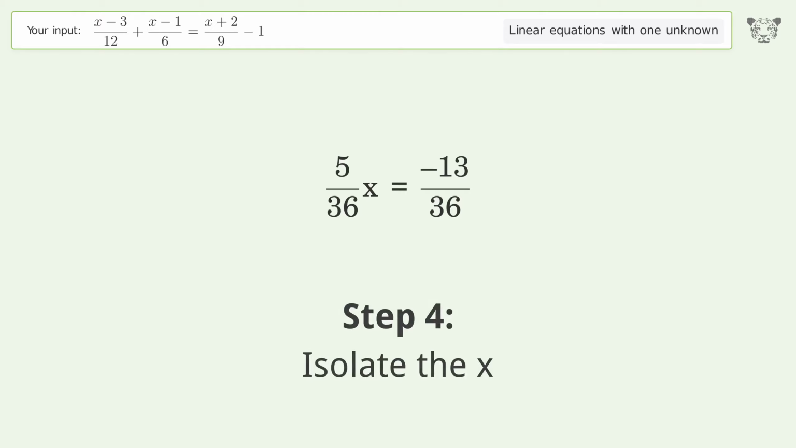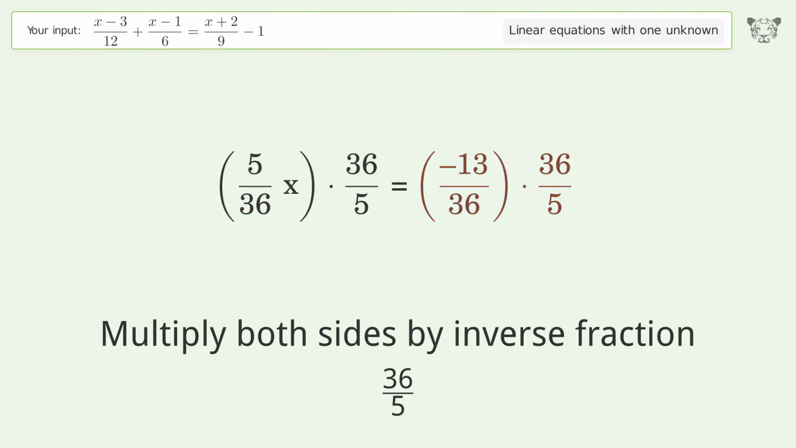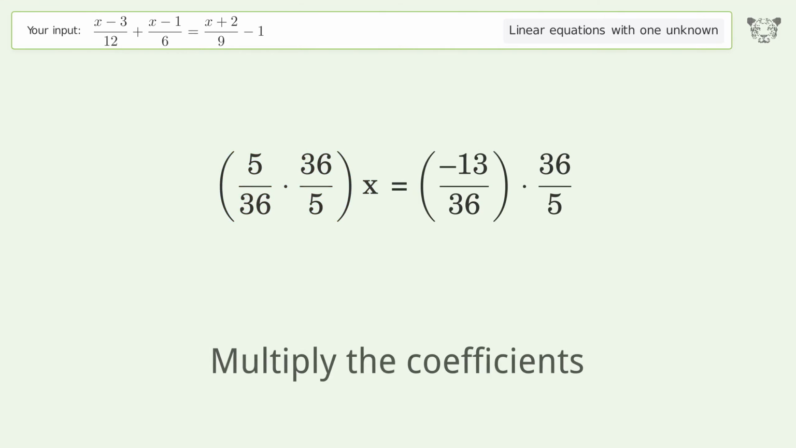Isolate the x. Multiply both sides by inverse fraction 36/5. Group like terms. Multiply the coefficients.